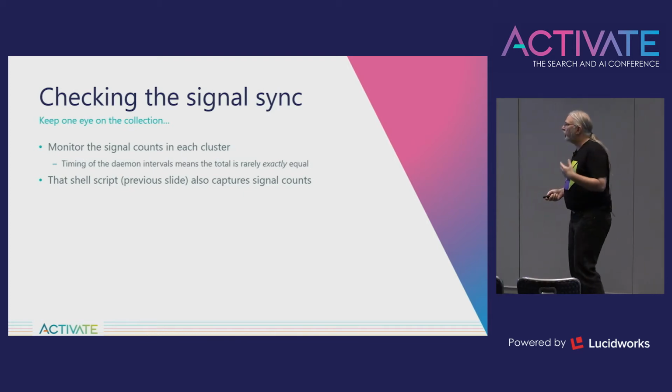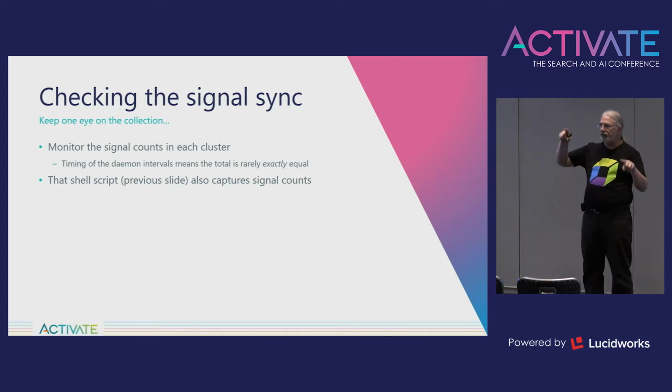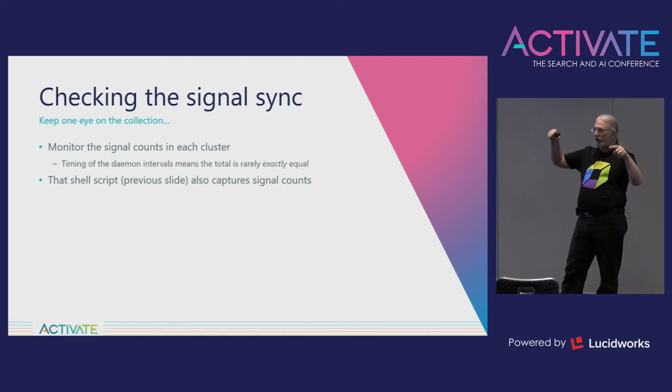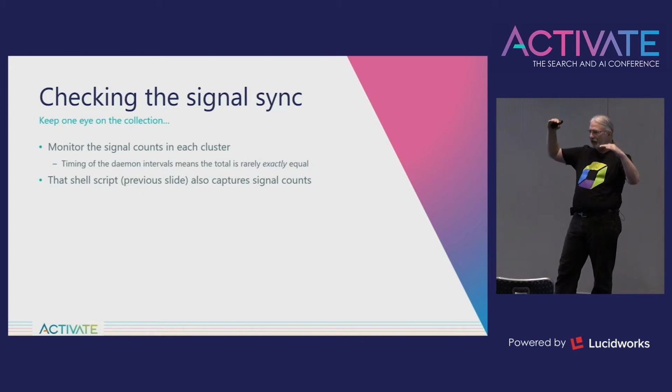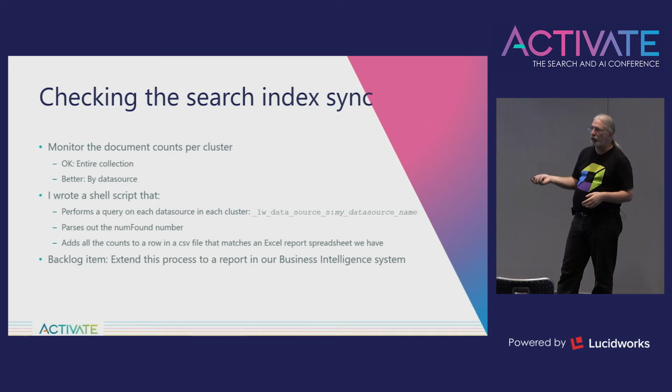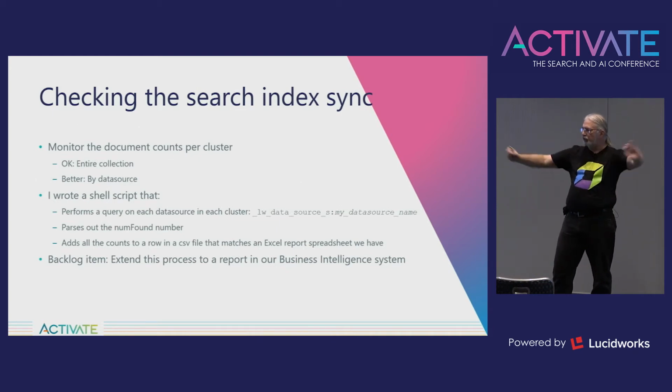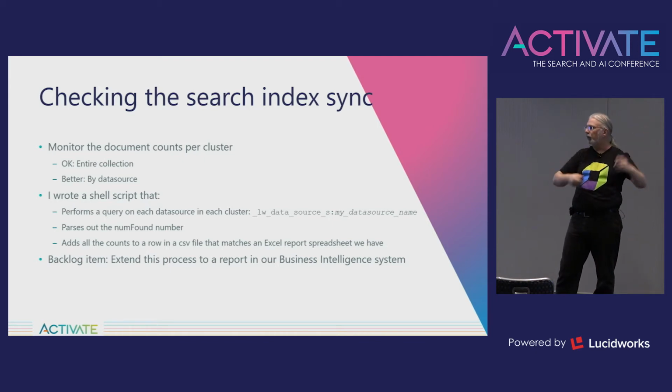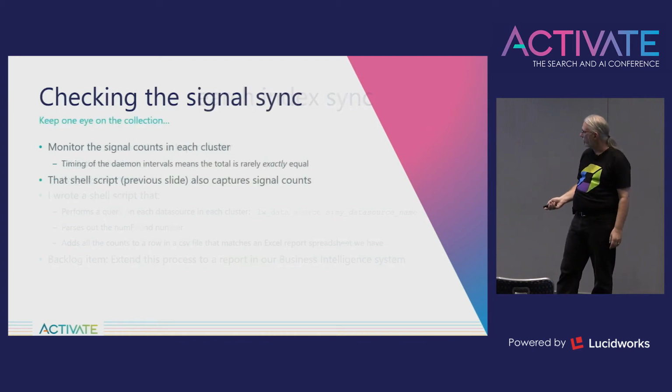With the signals, you can do the signal counts in each cluster. Keep in mind that with the different timings of the daemons, they're never going to be exactly the same, but they're going to be within, depending on your traffic, 10 or 5 signals of one another. And I alluded to this back on this slide, I wrote a shell script that just runs the requests, gets these numbers, and puts them in a CSV file so I can load it into some business intelligence software.